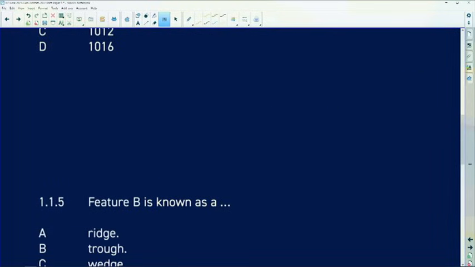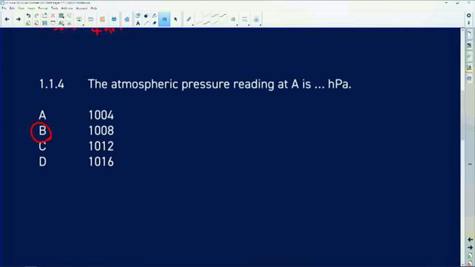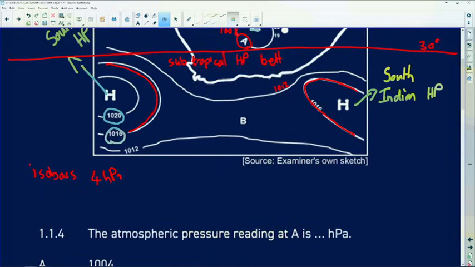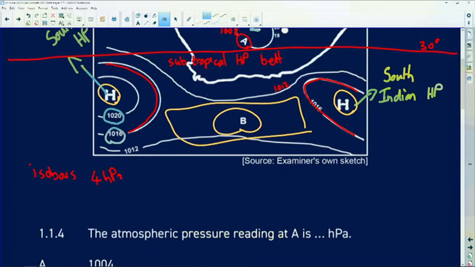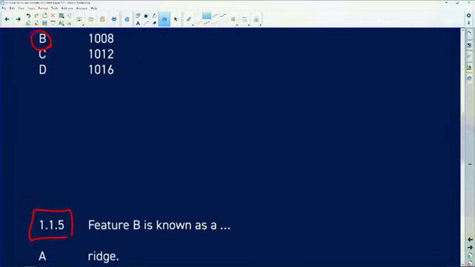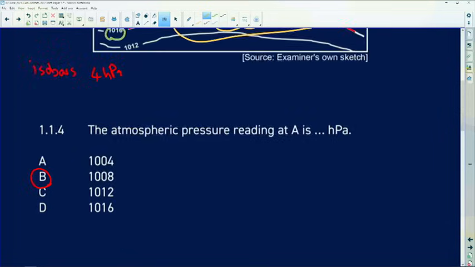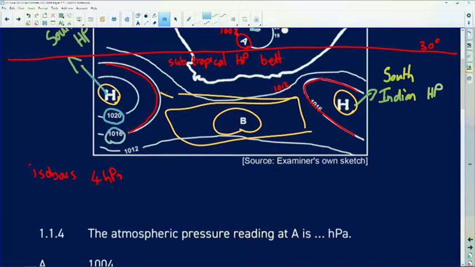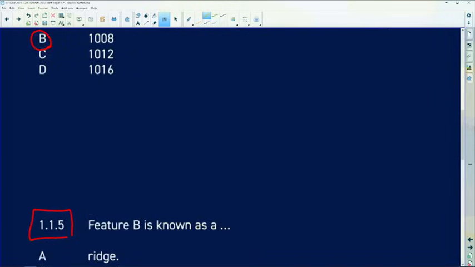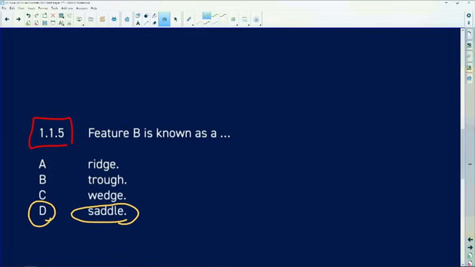Now, if we quickly have a look at question 1.1.5, the feature B is known. Now that's an interesting question because we are having two high pressure systems opposite each other. There's high pressure system 1 and 2, and they're discussing B. It's this area between the two of them, and the correct answer will be a saddle. A saddle is an area between two high pressure systems, as you can see. And the correct answer for 1.1.5 will be D.